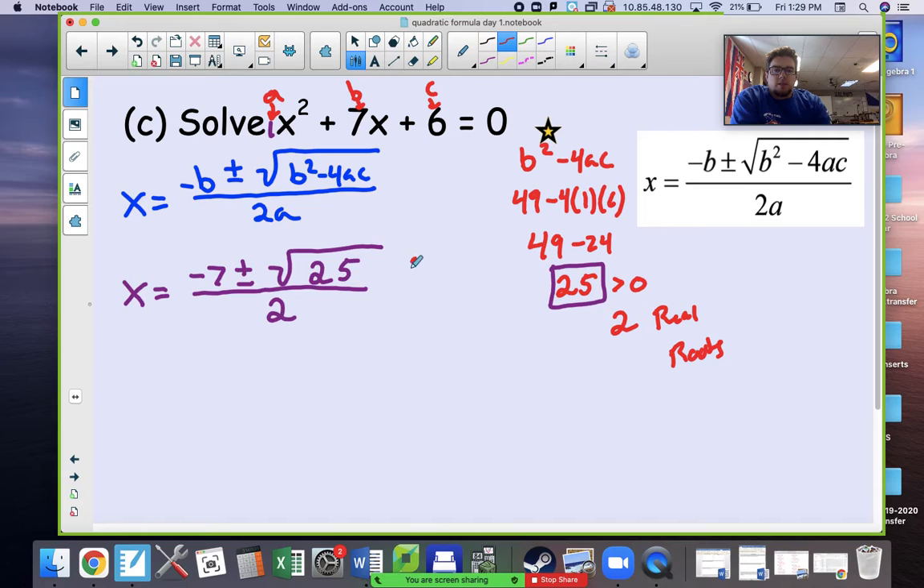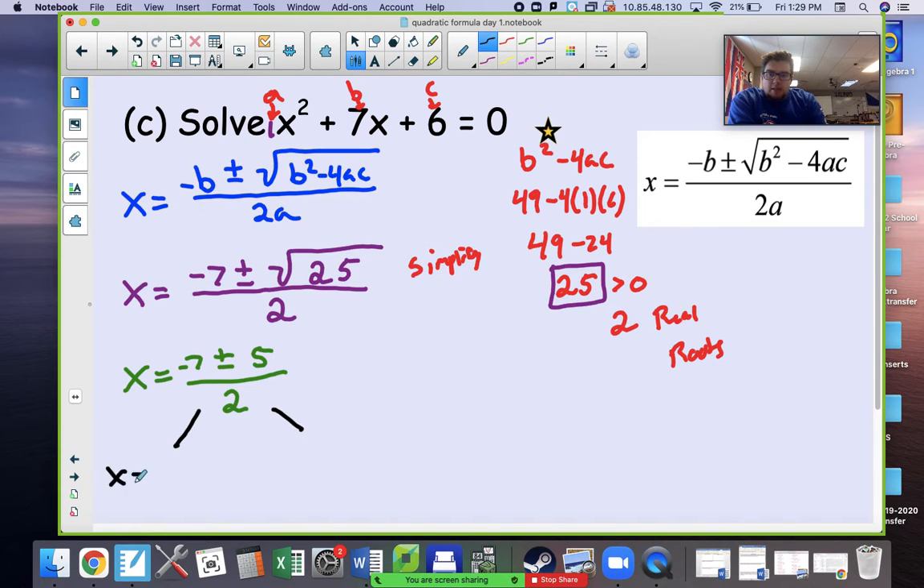We now move on to simplifying this answer. We can take the square root of 25, so we take the square root of 25 and get 5. We still have the 2. Every quadratic has 2 answers, so this gets split into x equals negative 7 plus 5 over 2, and it gets split into x equals negative 7 minus 5 over 2.